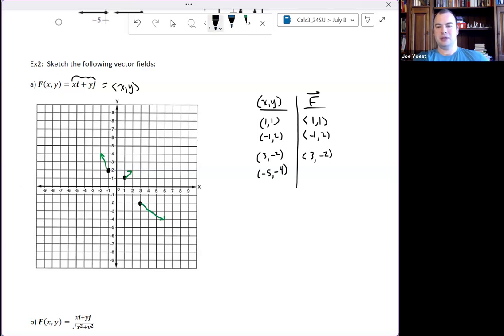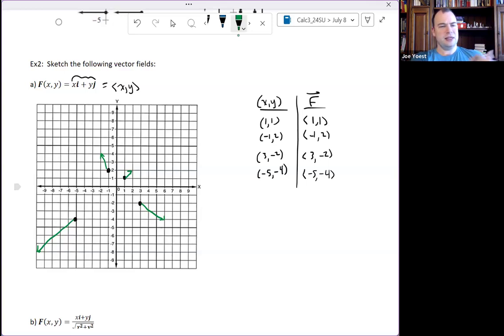And then, of course, (-5, -4), associated with the vector <-5, -4>. So this is my input point, and the vector that I want to associate with that is going 5 to the left and 4 down. So that brings me to what? (-10, -8), like here. That's where I want my terminal point.